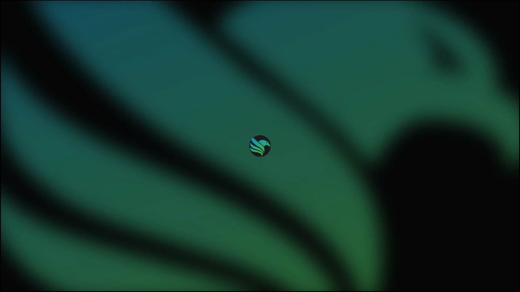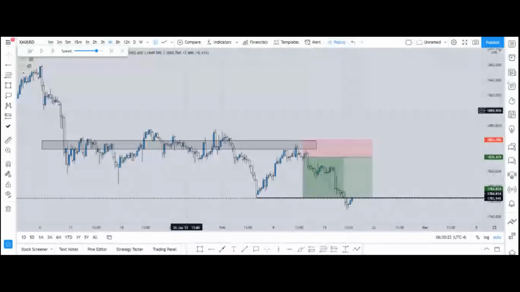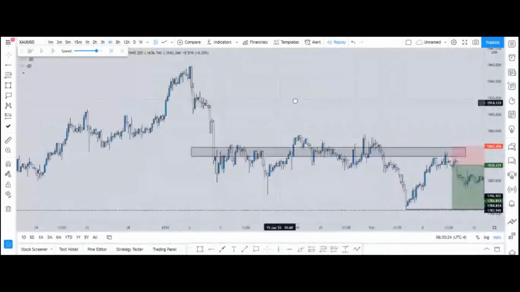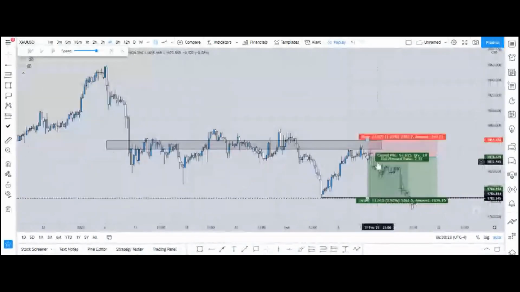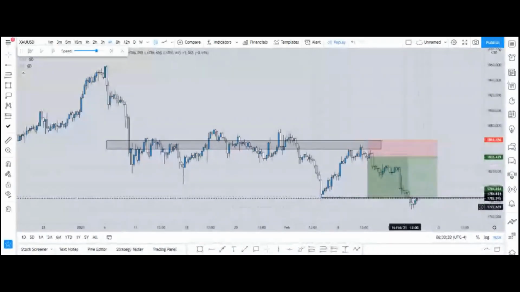Okay, so now there's one thing I want to tell everybody. How do I take my profits on a trade? I don't just say I want to take 100 pips. I don't just say I want to take 200 pips. I know somebody might ask that question. So how do I take my profits on the trade? Well, it is very simple. I target previous highs and previous lows. Look at this. This is the previous low. That's where I took my profits from.